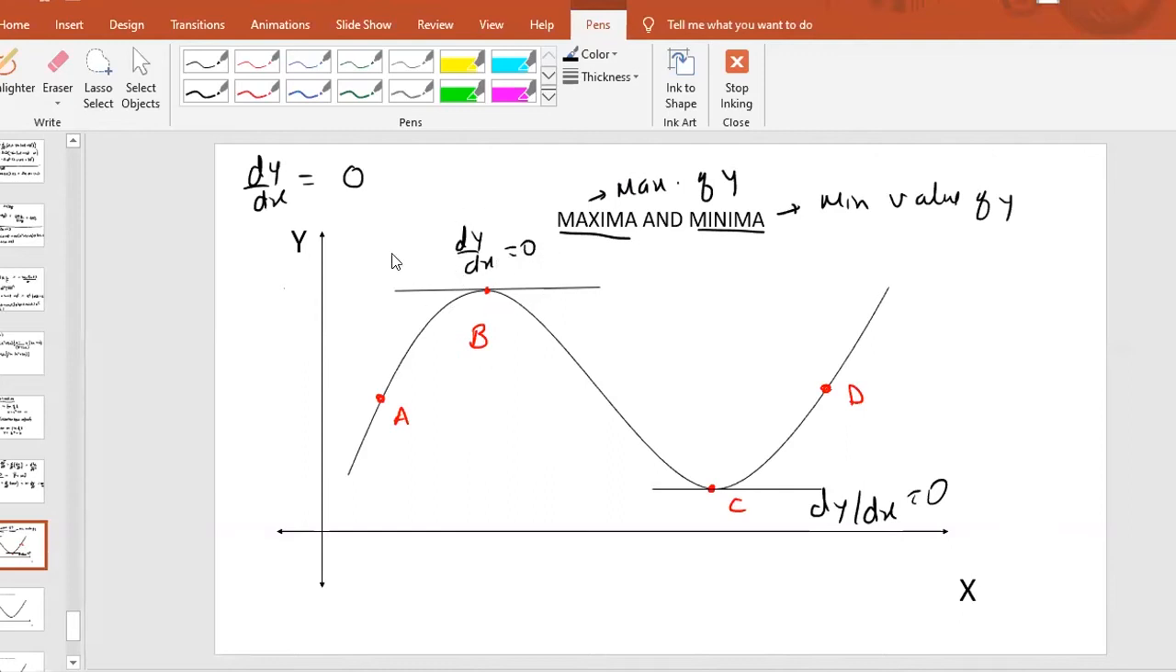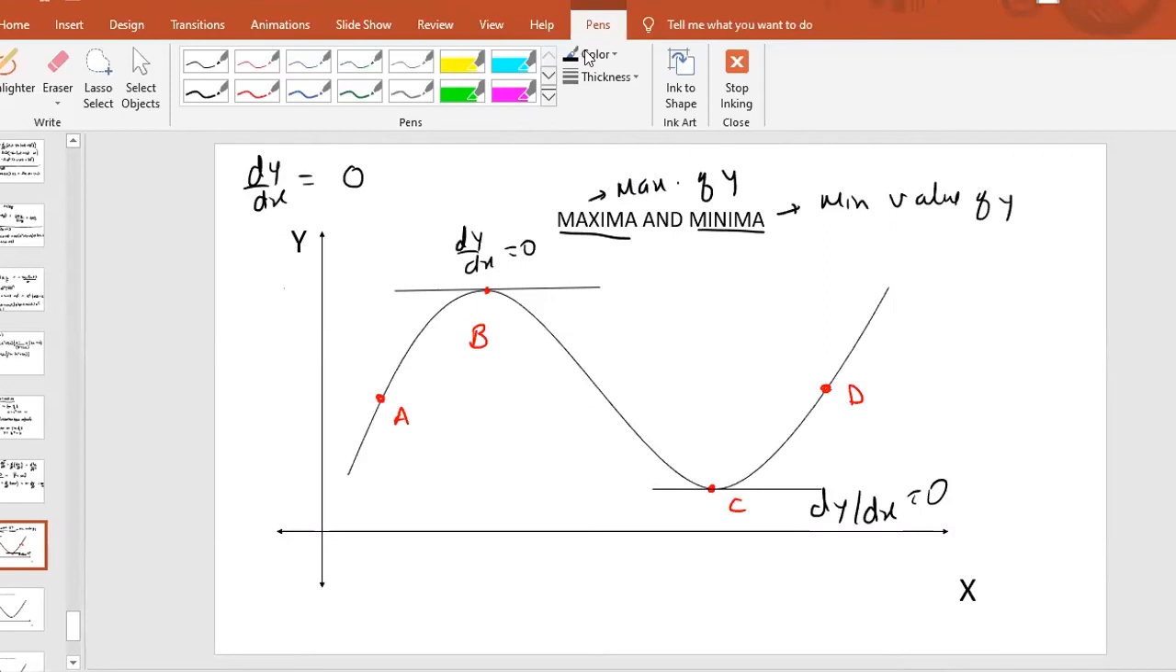But simply from this condition, can we conclude which point is maxima and which point is minima? We cannot conclude, because for C also dy by dx is 0, and for B also dy by dx is 0, which means we need one more condition to prove that a particular point is maxima and a particular point is minima. Yes. Now to prove the maxima and minima, see.